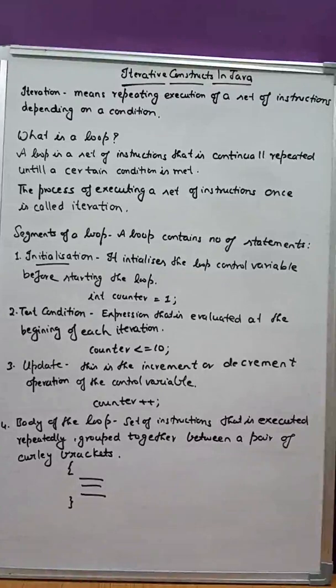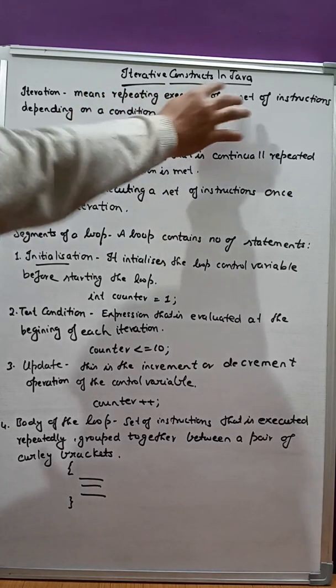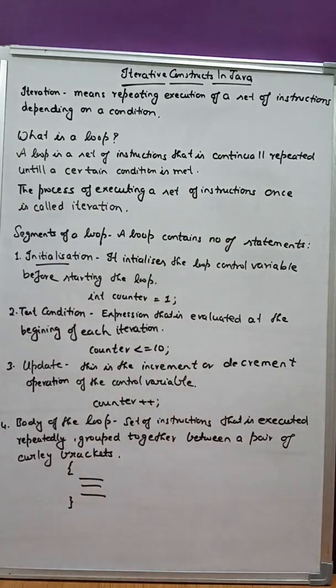So children, in the last class we finished the chapter on mathematical library methods. Now in this video we are starting the new chapter, the last chapter left in our syllabus. The last chapter in our syllabus is iterative constructs in Java. We have already covered almost all of the topics from the syllabus, and only this chapter is left from here on.